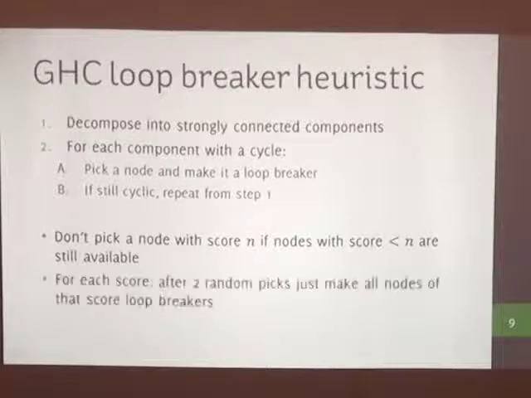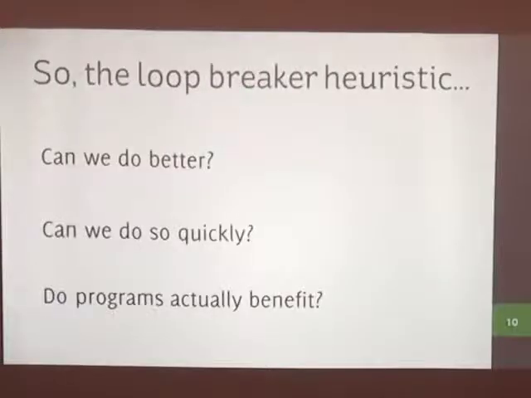And there's another optimization to make sure that it doesn't take too long. Otherwise it would be an n squared algorithm. For each score, after 2 random picks, so after 2 jumps back to step 1, we'll just mark all of the nodes of that score as loop breakers. So, this is the meat of my talk.